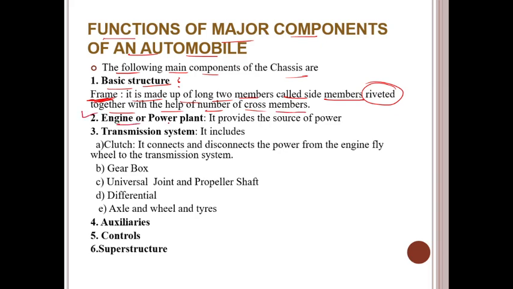Second is the engine or power plant. It provides the source of power. Third is the transmission system. What does the transmission system consist of? Clutch, gearbox, universal joint, differential and axles. So these are the combination of the transmission system. Another is, guys, the auxiliary control and superstructures.